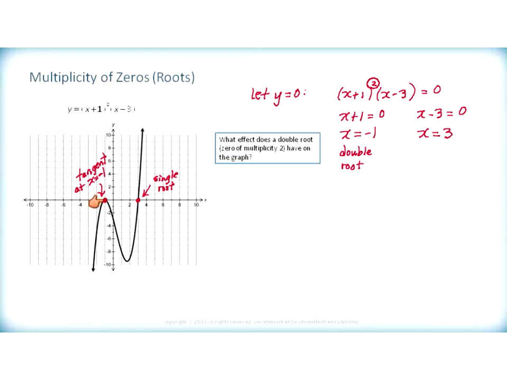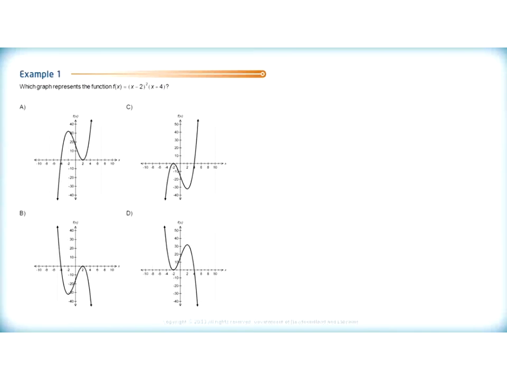And notice that the graph does not pass through that point. It will touch it at only one place. So let's look at some examples. Here we are asked which graph represents the function f of x equals (x minus 2) squared times (x plus 4).